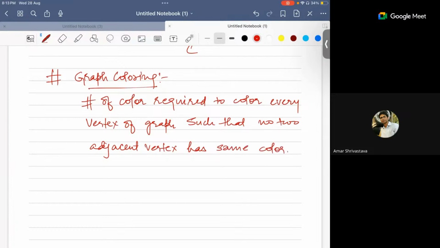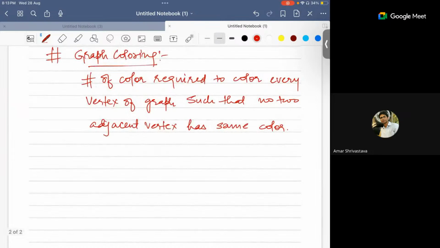So any graph, whatever graph has been given to you. Graph coloring is a simple concept: the number of colors that you require to color every vertex of your graph in such a way that, there is a condition. You just have to color all the vertices, and the only condition is that adjacent vertices should not be of the same color. This is graph coloring.